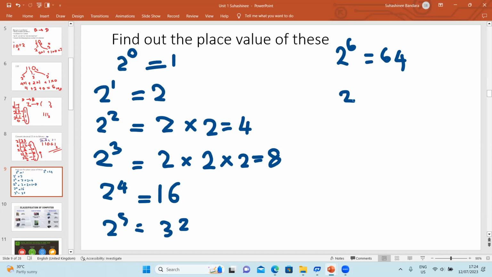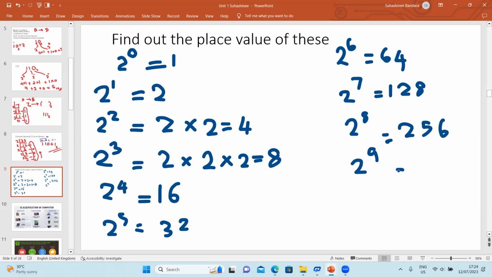2 to the power 7 is 128. 2 to the power 8 is 256. 2 to the power 9 is 512. 2 to the power 10 is 1024. Is this clear? Then 2 to the power 11 is 2048.